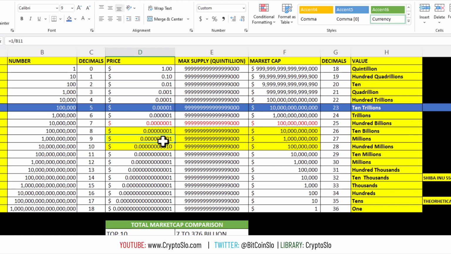If it got down to 1 billionth of a cent, this is an easy 10,000x in my opinion. Easy 10,000x. If it got down to 1/10 billionth, that's your 100,000x right there.